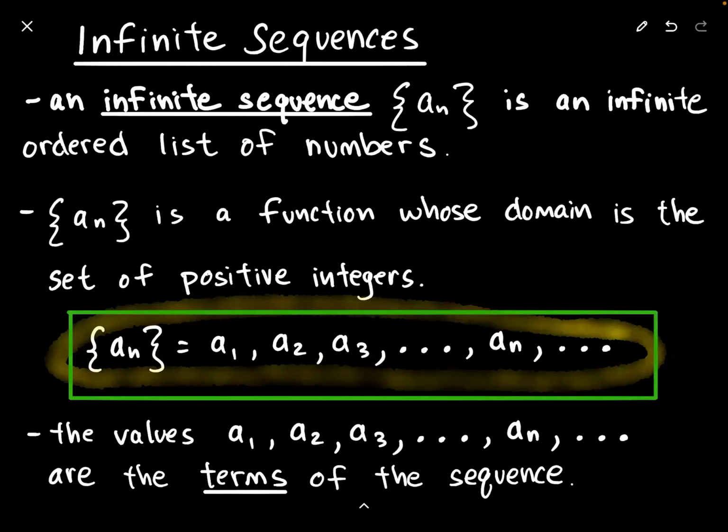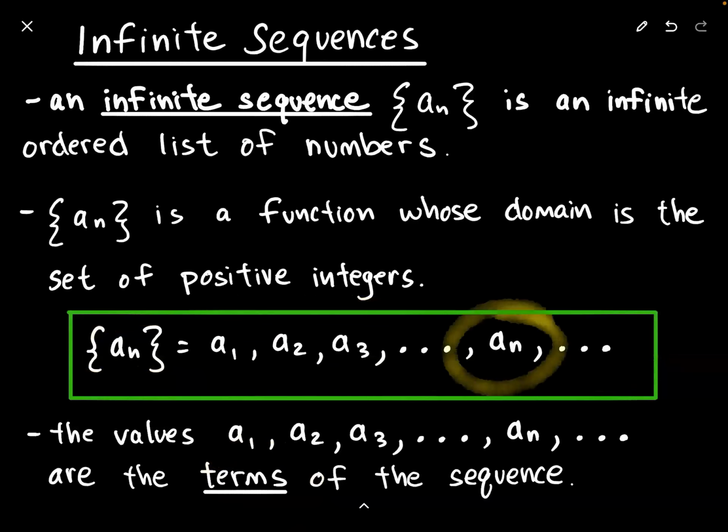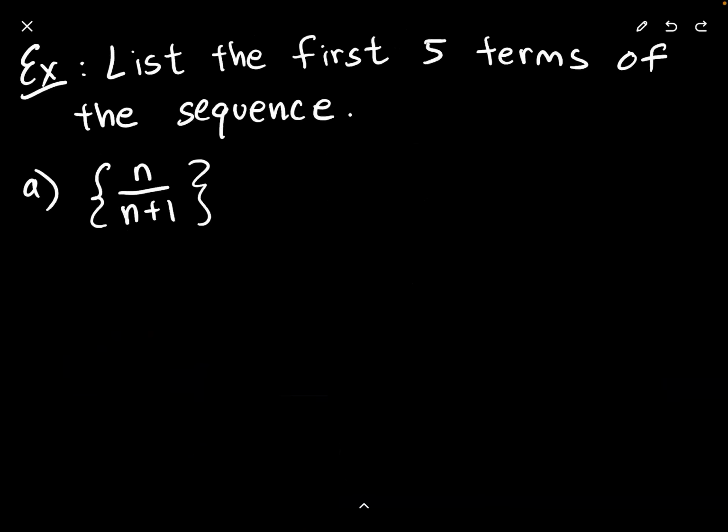And the values a1, a2, a3, a4, etc. are called the terms of the sequence. And a_n is the general nth term. In this example, list the first 5 terms of the sequence. So when n is 1, we just plug it into the rule for a_n. So 1 over 1 plus 1 is 1/2. When n is 2, we'll have 2 over 2 plus 1, which is 2/3. When n is 3, 3 over 3 plus 1, 3/4. When n is 4, it will be 4/5. And when n is 5, we have 5 over 6.